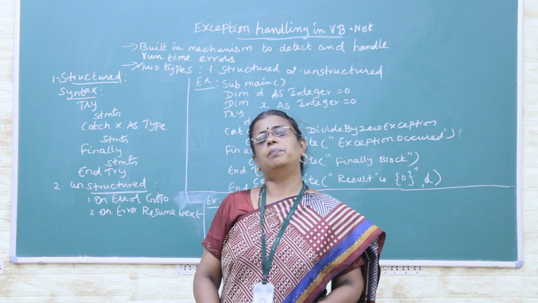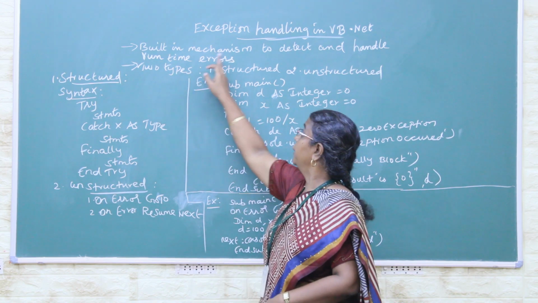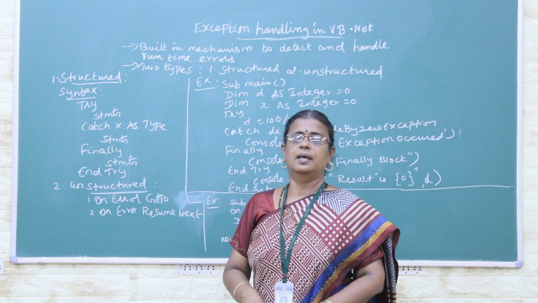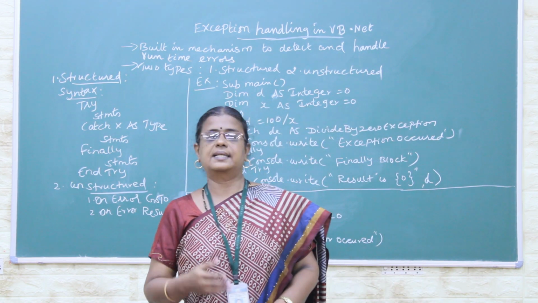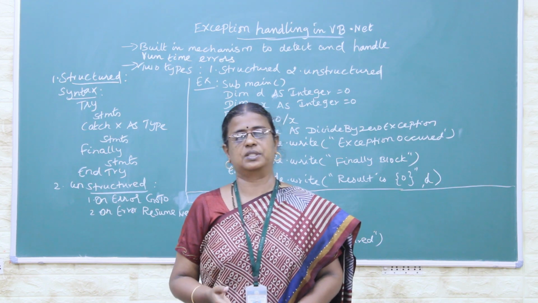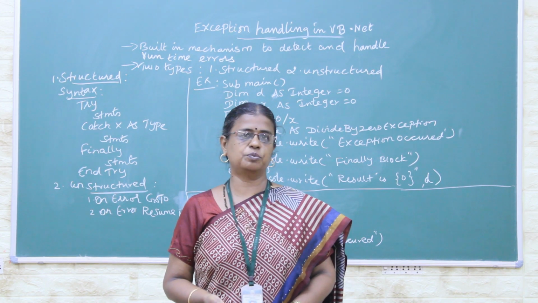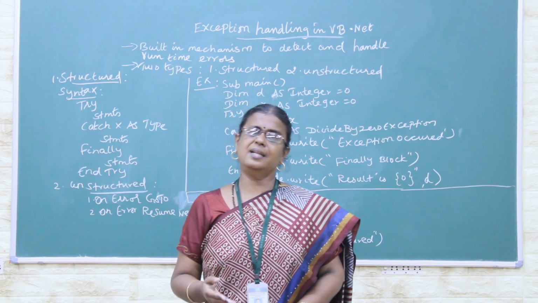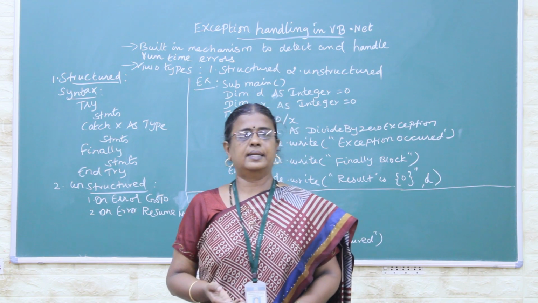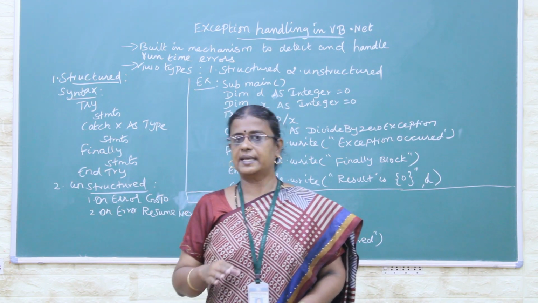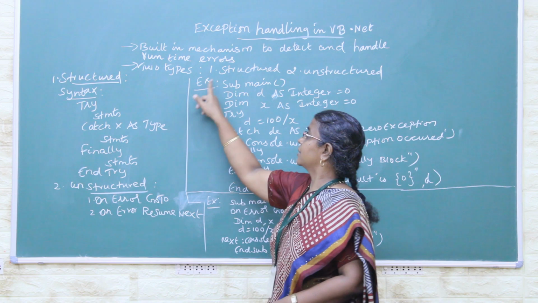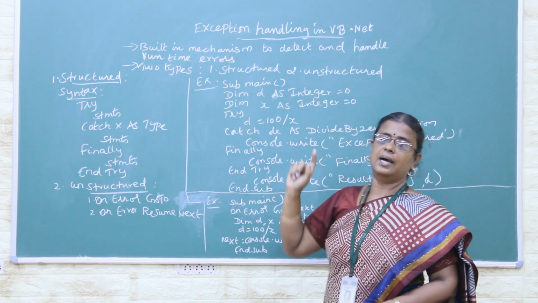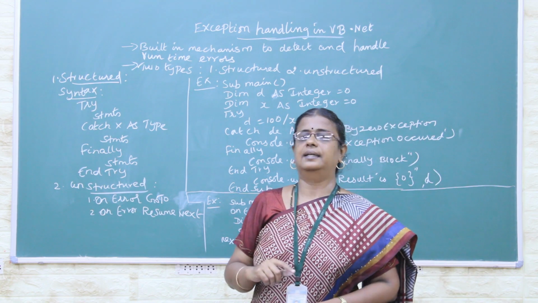Exception handling is a built-in mechanism in VB.NET to detect and handle runtime errors. The VB.NET framework has a lot of standard exceptions, like divide by zero exception, overflow exception, index out of range exception, and so on. VB.NET uses two types of exception handling mechanism. The first one is the structured exception handling technique and the second one is the unstructured exception handling technique.